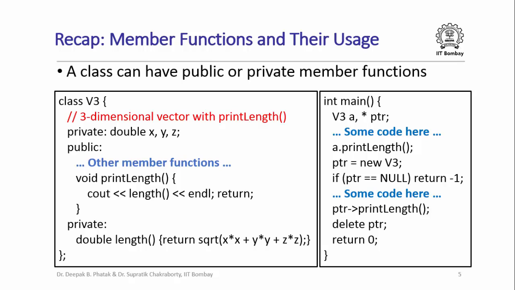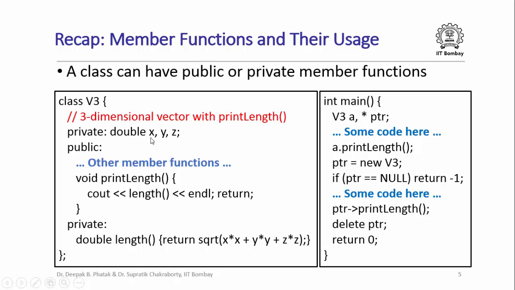Recall that when we discussed member functions and their usage, we said that a class can have public as well as private member functions. We had discussed a class V3 for representing three-dimensional vectors in Cartesian coordinates. Let us say that we are going to augment the class V3 we have studied earlier with a new member function called printLength, whose job it will be to print the Euclidean length of a three-dimensional vector.